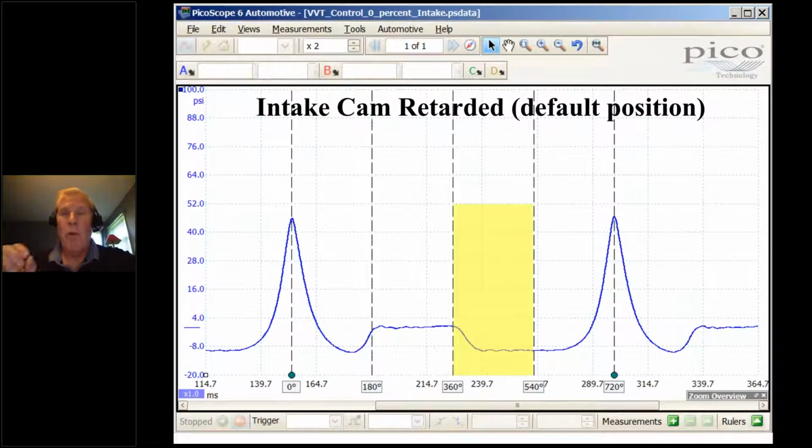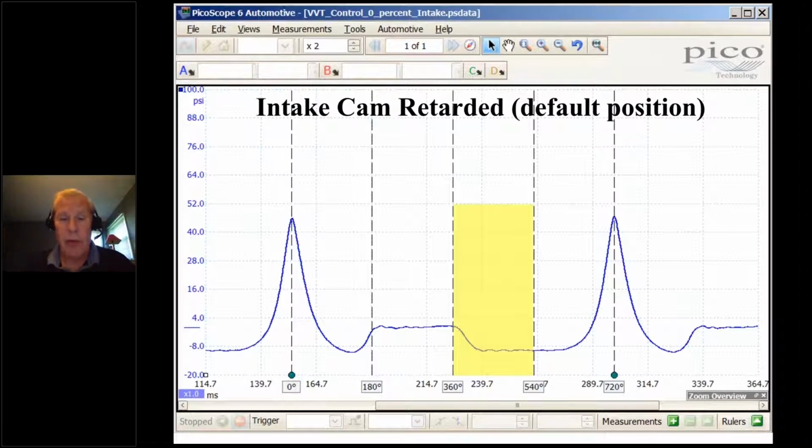In general, when you phase an intake cam, you advance it, kind of the opposite of an exhaust cam. So when an intake cam is not being phased, it's fully retarded. That's its default position. And then when you phase it, it advances. So this engine has a 50-degree phase angle. So it's pretty significant. So I'm going to show you in a moment full phase for this particular RPM.